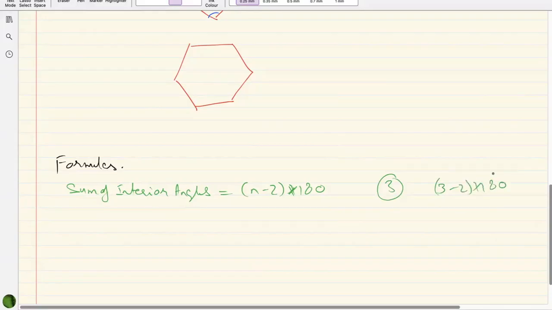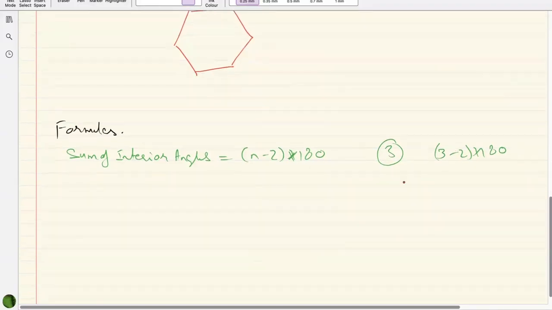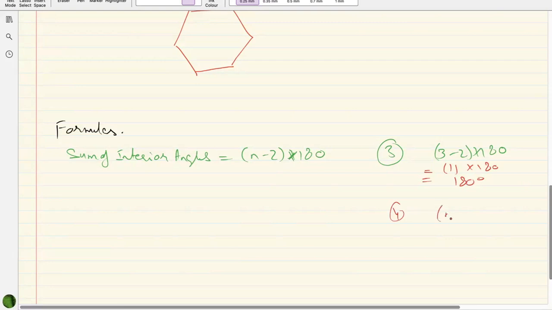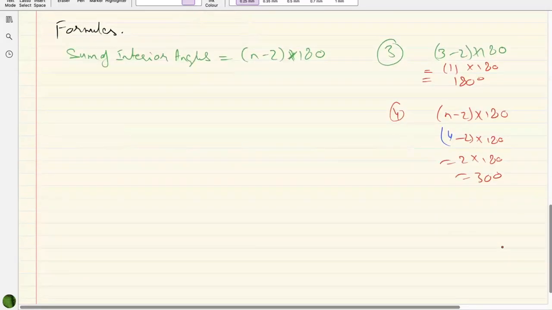And the difficulty level of the question would dictate whether we have our calculator with us or we are doing it without a calculator. In IGCSE, you have a calculator in both exams. So this is 1 times 180. We follow the rule and get 180 degrees. For 4-sided, n minus 2 times 180, number of sides is 4. Remaining formula stays the same. That is 2 into 180, which is 360. 2 more to go.